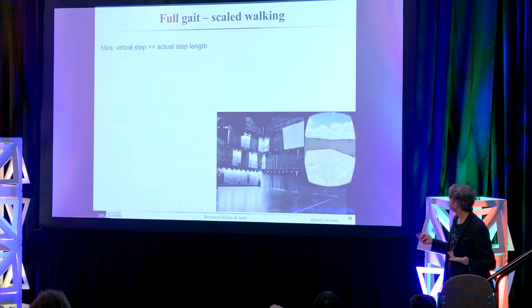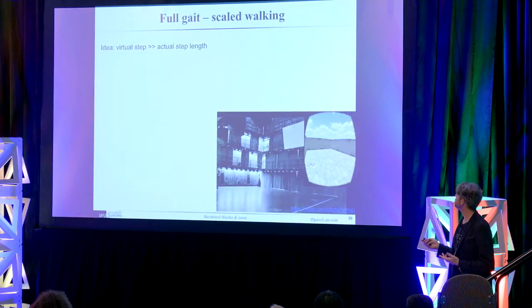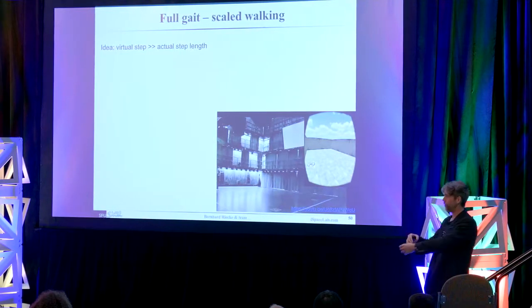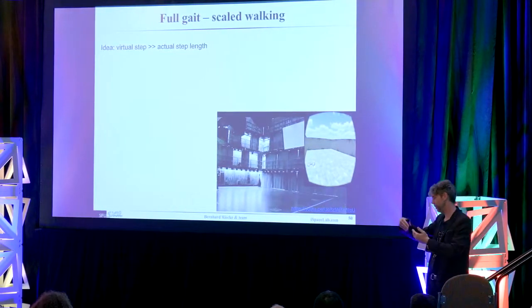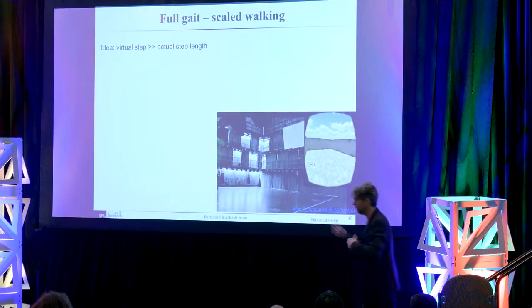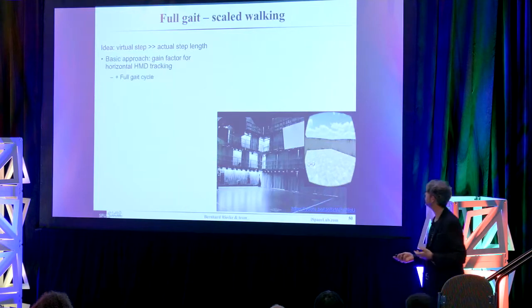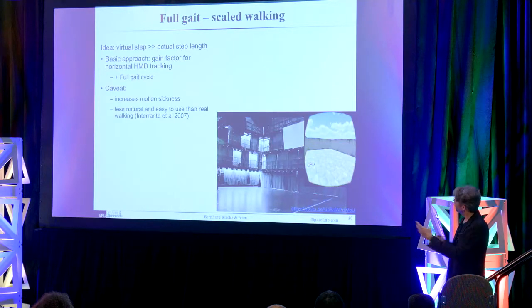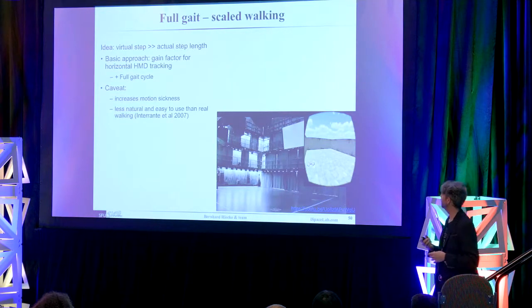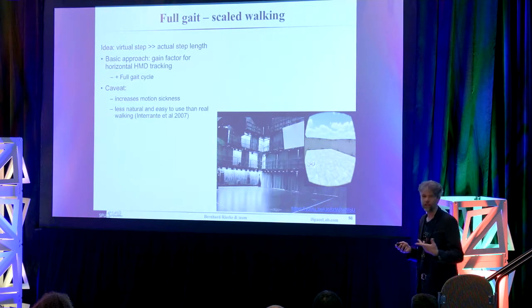So what else can we do? I mean, one thing you can do is just simply scale the walking. Like for example, if you know your virtual space is 10 meters wide, but I only have 5 meters, why don't I just scale it up? So each step I take is twice as far in the virtual environment, which you can do, of course. But that's a bit of a problem, especially with head tracking. But you have the full gait cycle, so it's fairly natural, but it does certainly increase motion sickness, so not such a great idea, and it's not as easy to use.